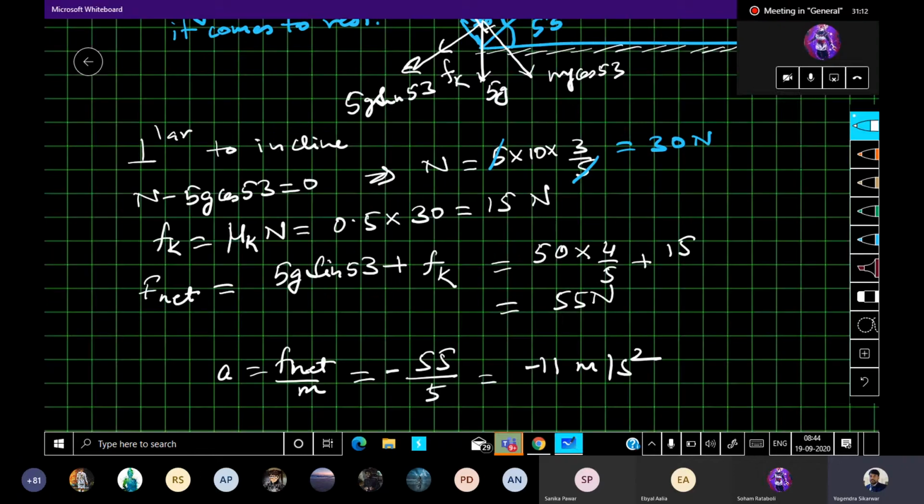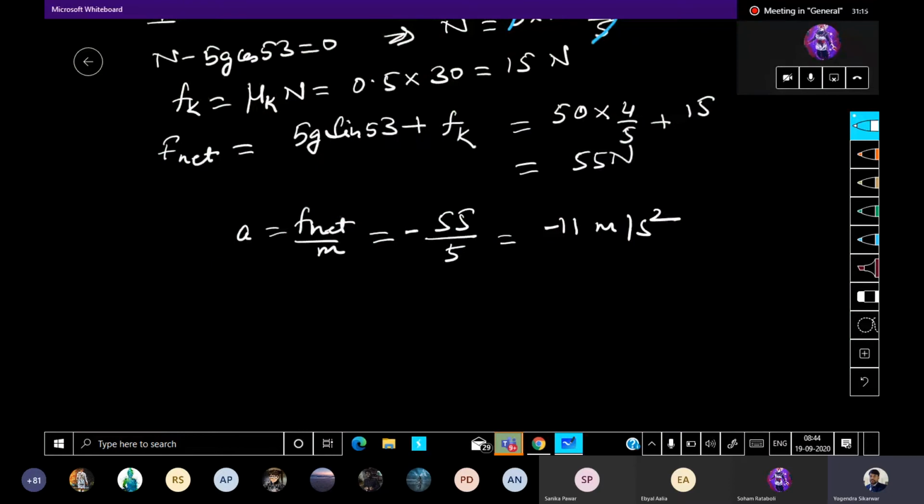Now, using this, u is equal to 20 meters per second. A is equal to minus 11 meters per second square. And v is equal to 0, because when it reaches the top, its velocity will be 0 at that moment. S is equal to question mark.